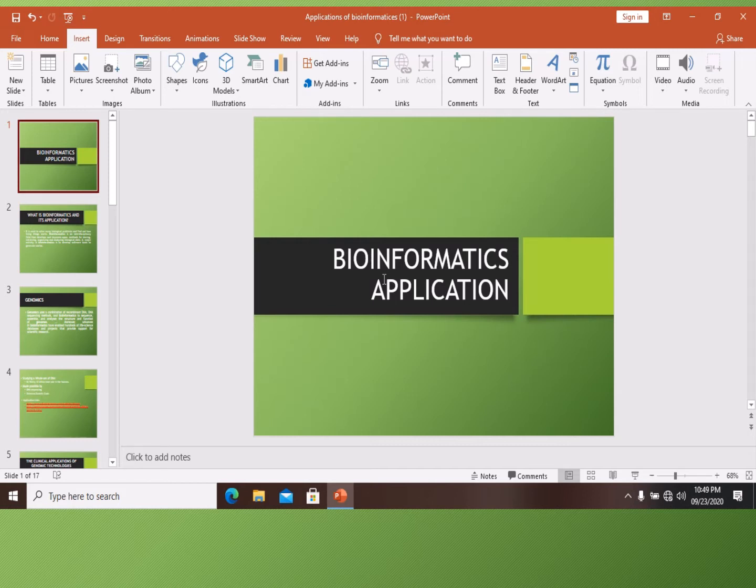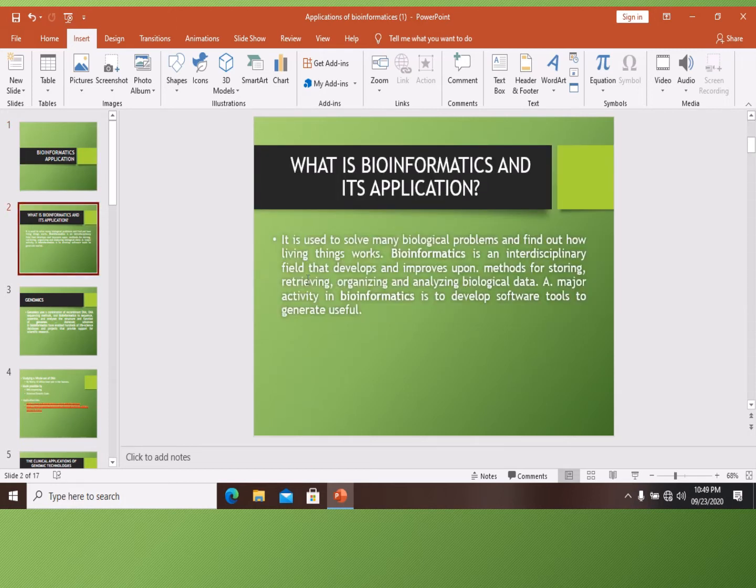Before going to the applications, we will recall some points from the previous class, that is bioinformatics: biological science plus mathematics plus computers. The combination of these is called bioinformatics. Today we are going to discuss some of the applications that are used in bioinformatics. First we will move with what bioinformatics is and its applications.